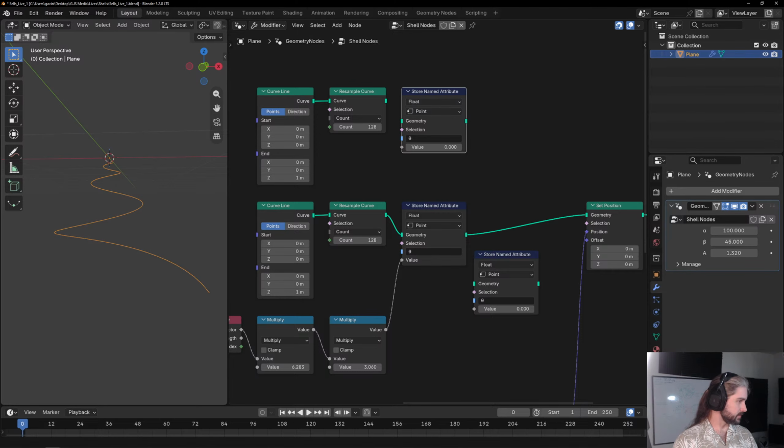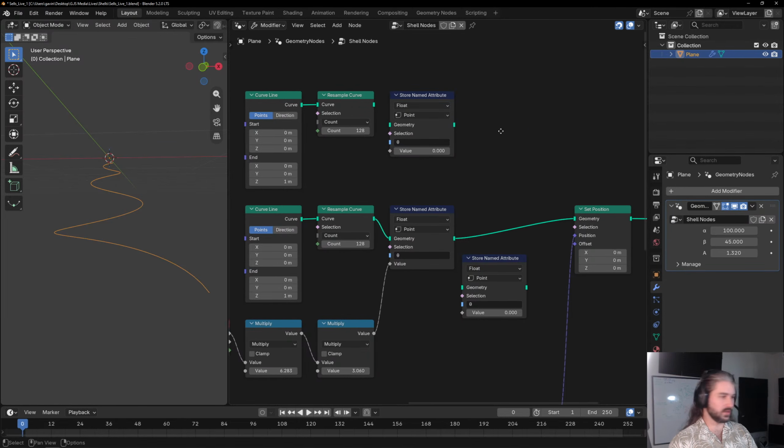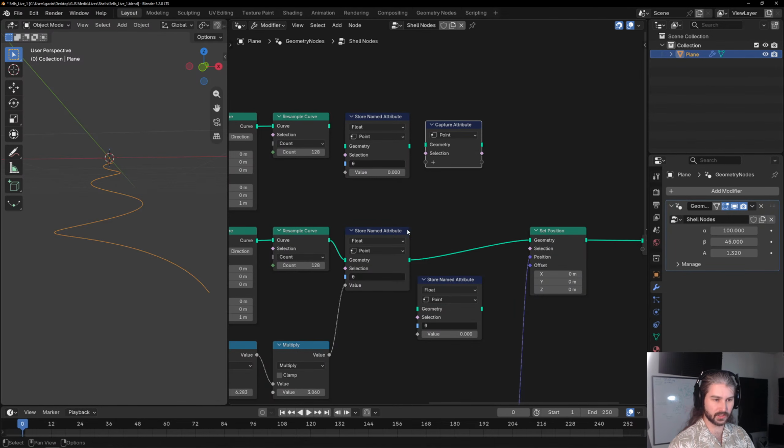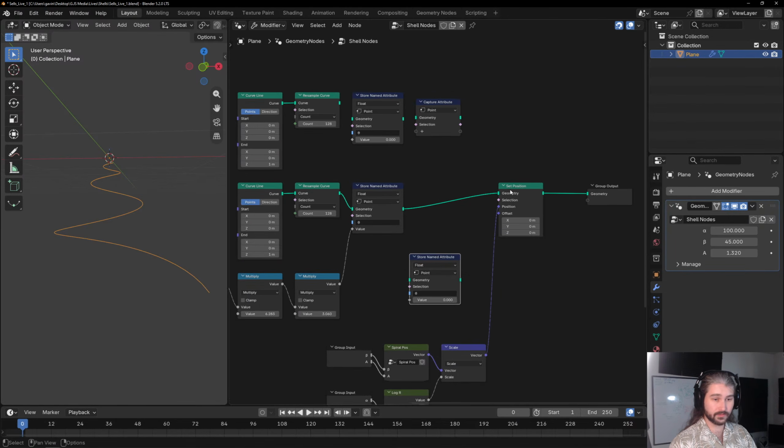And I'm looking at my notes and I'm realizing I used capture attribute nodes before using the store named attributes. I don't think it matters. If we run into an issue, then I'll go back and do it the other way around. But we should be able to store the named attribute. No, we have to use a capture attribute node. Okay. It worked fine because we were just using the line directly.